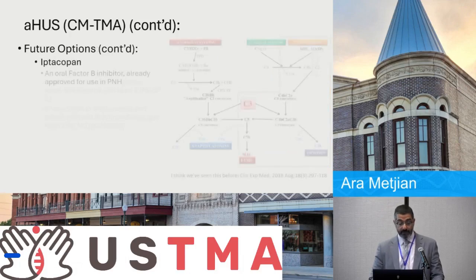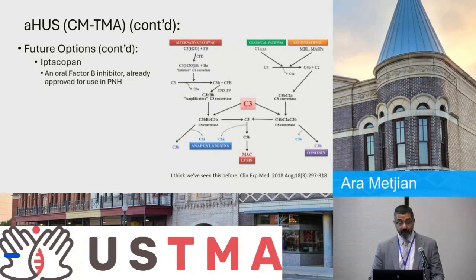Something that is on the verge is an oral factor B inhibitor. Factor B is that guy way at the top. This is a pill twice a day. It's already FDA approved for another condition called PNH. And there are currently three phase 3 trials in atypical aHUS.